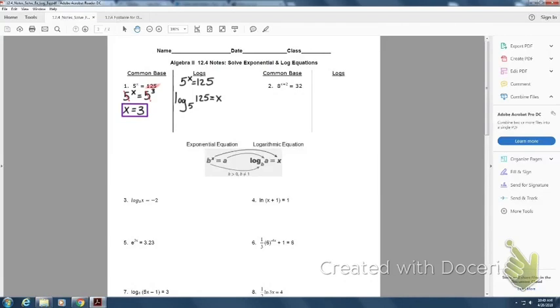Okay. So then at this point you would put log base 5 of 125 in your calculator if we didn't already know the answer. Or if it's an easy one, you can just ask yourself 5 to the power of what equals 125. Some of those easier ones you could probably just do in your head.